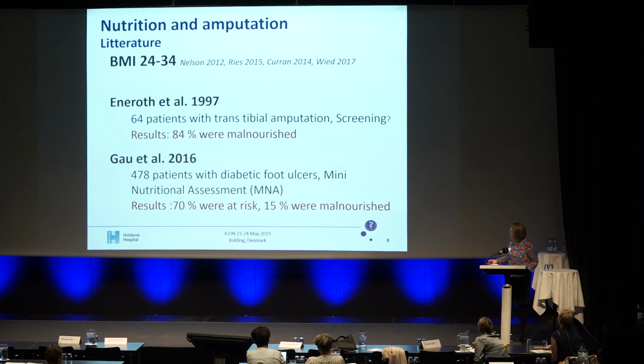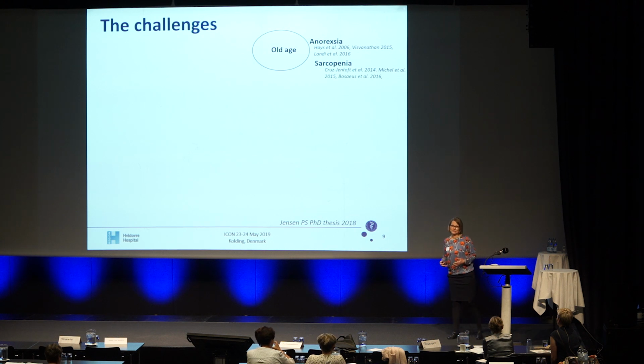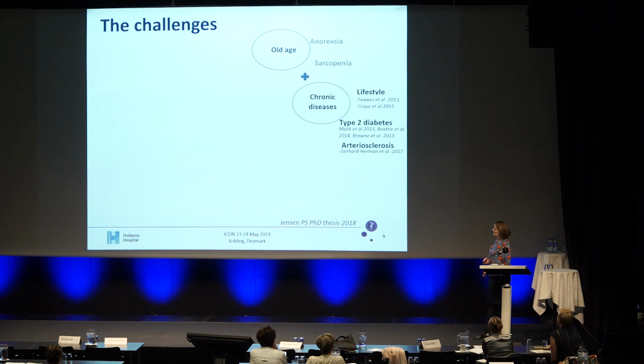So what are the challenges that we and the patients face? Well, we have old age. The patients are of high age, and when we talk about high age, just as we talked about the frail patient earlier, we have to think about anorexia and sarcopenia. Then we know the patients have chronic diseases, type 2 diabetes and atherosclerosis, and both of these diseases cause low-grade inflammation in the patient, and they have that already, even before they come to the hospital.